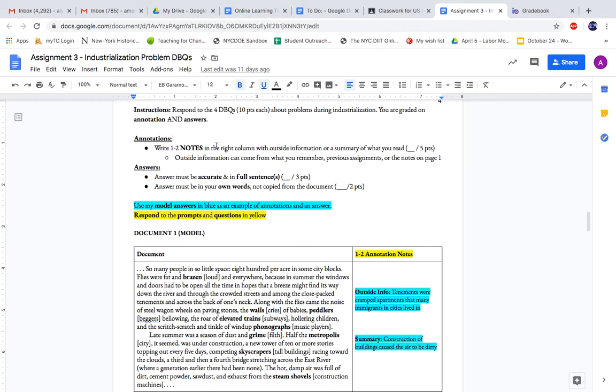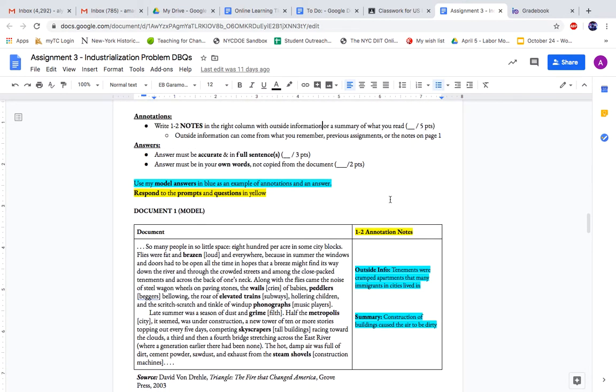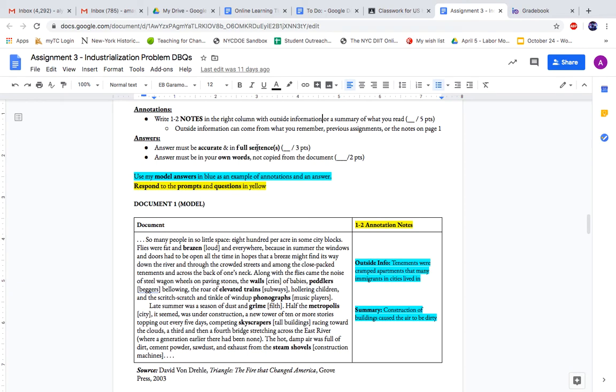So for your annotations, I want you to write in the right-hand column over here 1 to 2 notes with either outside information, so things maybe you remember learning about industrialization or things from your notes on the pages above, or a summary of what you read, okay? Outside information or a summary. And then your answer should be accurate and in full sentences, okay? And it should be in your own words, not copied from the document.